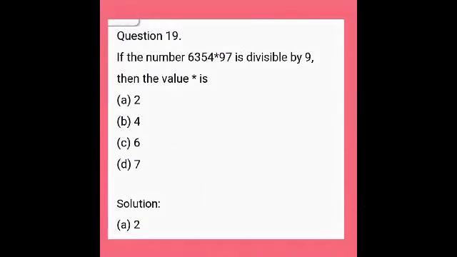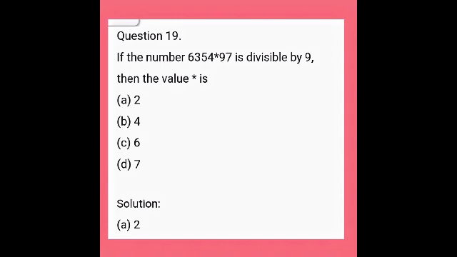Next, move on to the next question. If the number 6354 star 97 is divisible by 9, then the value of star is. If a number is divisible by 9, we have the rule, the test of divisibility. If you add all the digits of the given number, the result should be divisible by 9. So I am going to add all the given digits, that is 6 plus 3 plus 5 plus 4 plus 9 plus 7. We will get 34.